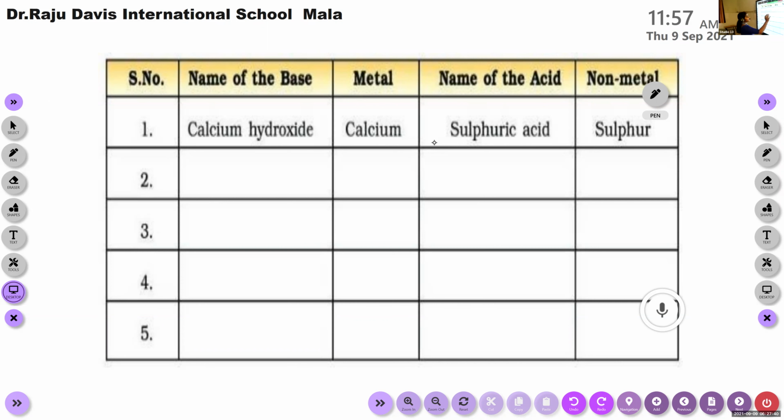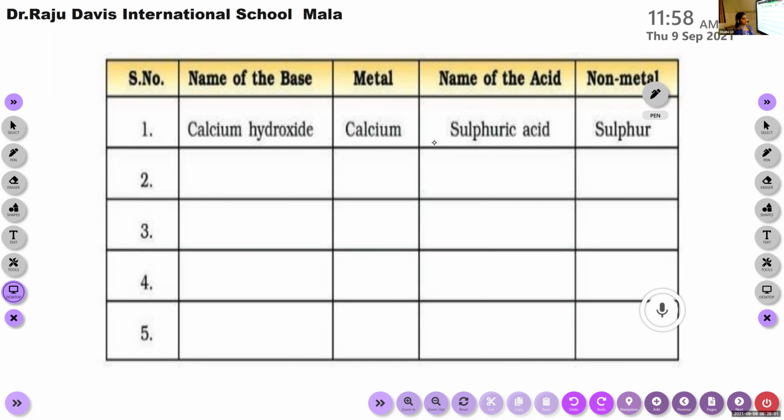You should find out which metal is present in this base. After that, I will repeat with acid. I will write the names of certain acids. You have to find out which are the known metals present in this acid. Yes, now itself. You can write it in the textbook itself using pencil.